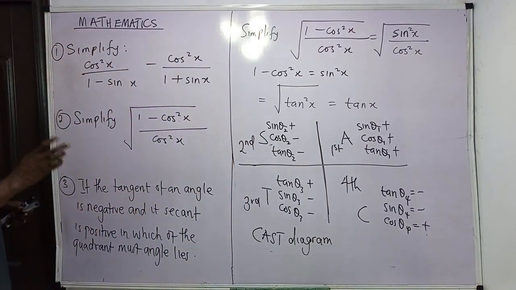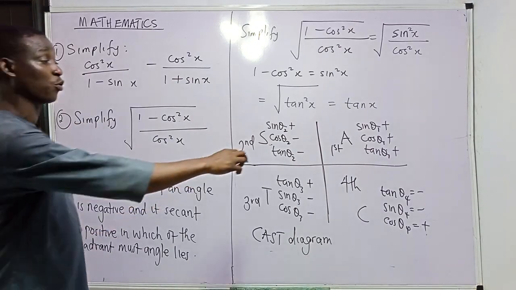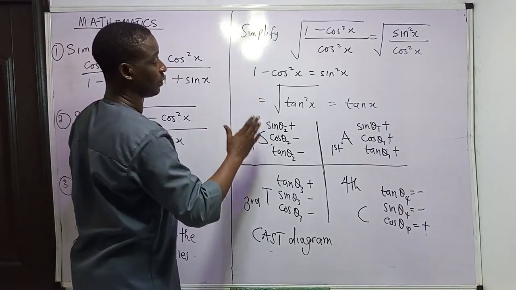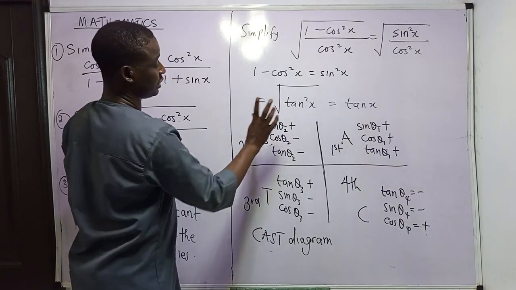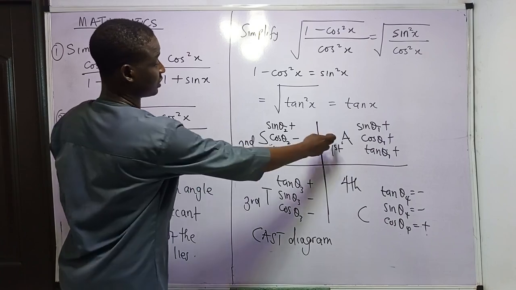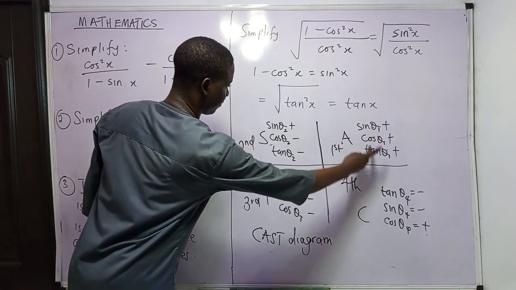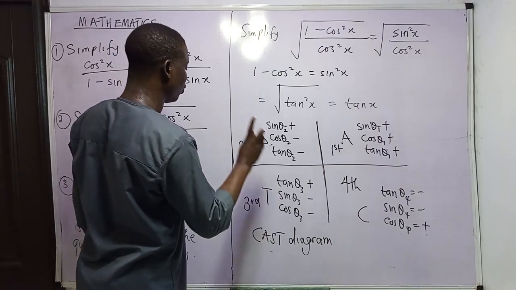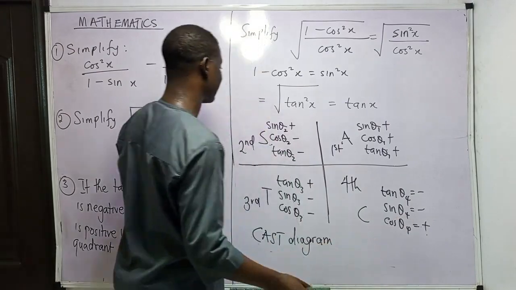So in the first quadrant, tan, sine and cos are all positive. That's why we call it All. In the second quadrant, only sine is positive among the trig ratios. That's why we say All Students Take Cash. So in the CAST diagram, in this case sine is positive. In this case, tan is the only one positive, others are negative. In this one, only cos is positive, others are negative.